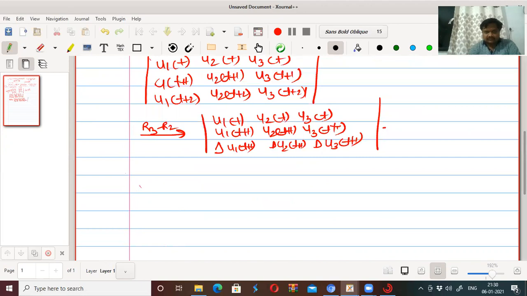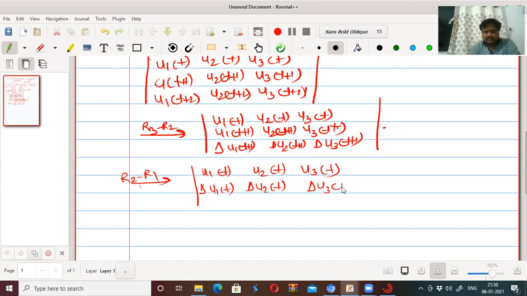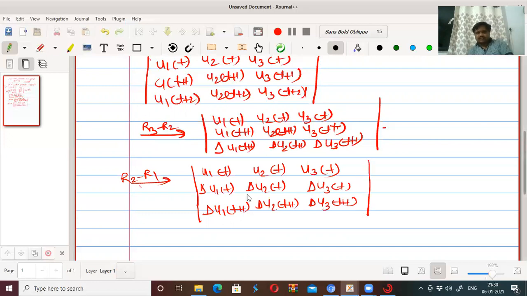R2 minus R1. What will happen? There will be no change in the first row. Now, U1 T plus 1 minus U1 T is delta U1 T, then delta U2 T, and the third one is delta U3 T. Then this will remain as it is: delta U1 T plus 1, delta U2 T plus 1, delta U3 T plus 1. Correct?